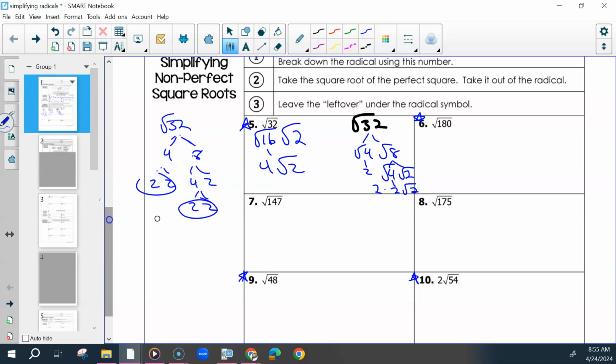copy that. So I have one group of 2 that gets to come out, and you would just write that as whatever the number is, but just once. And then I have a second one, and then I have this one that would be by itself. And then you would multiply and simplify.